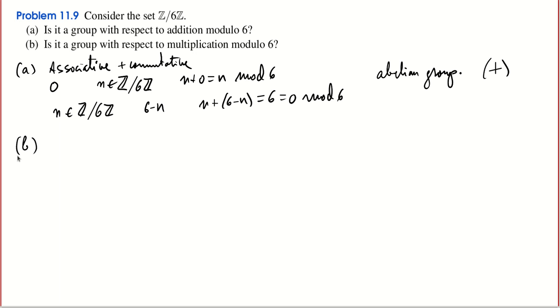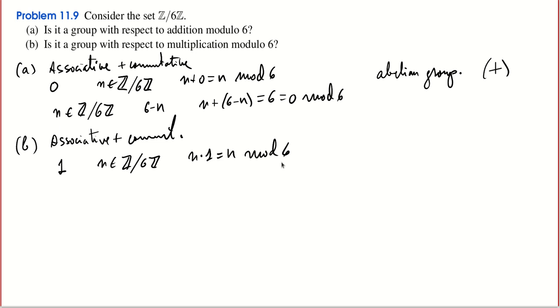Now we consider multiplication. Well, again, it's associative and commutative, right? That's out of the question, because so is the multiplication. There's a neutral for multiplication, which is 1, right? So if you multiply any element of this set by 1, it's just n modulo 6, right? So there's a neutral, no problem. However, there's no inverse, not for every element, right? The inverse of 0 does not exist.